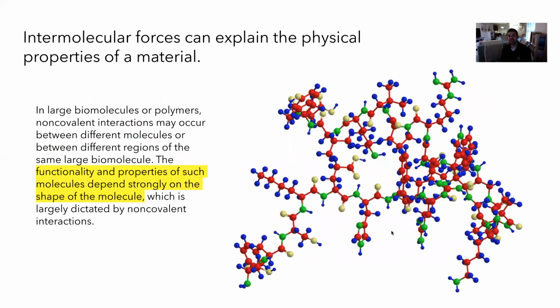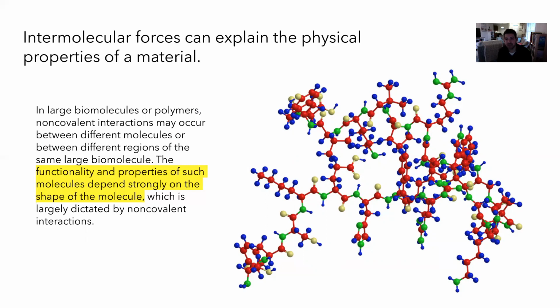Now the last thing, the College Board keeps liking to throw out these large biomolecules or polymers. We don't spend a lot of time with them. We're not going to do something like looking at protein folding, anything like that. That's more of an AP Bio topic. But just something to remember: the functionality of a biomolecule and its properties have to do with its shape, and its shape is going to be based in part on intermolecular forces throughout the molecule.